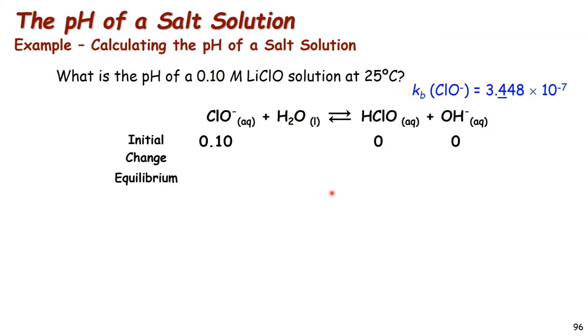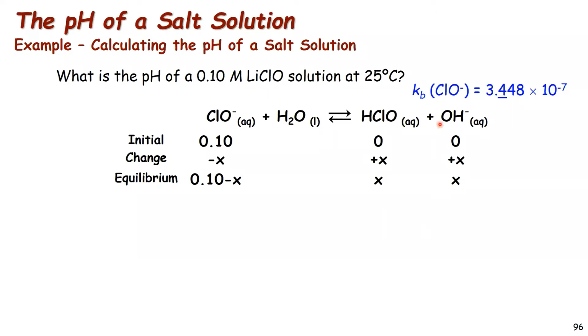Again, we're always treating our reactions as if they're going from reactants to products. So we're going to lose our reactants. This is a coefficient of 1, so that'll be minus 1x. We're going to gain our products, so this is going to be plus 1x. The hydroxide, we're going to gain it plus 1x. Equilibrium, just add them, so 0.1 minus x, x, and x.